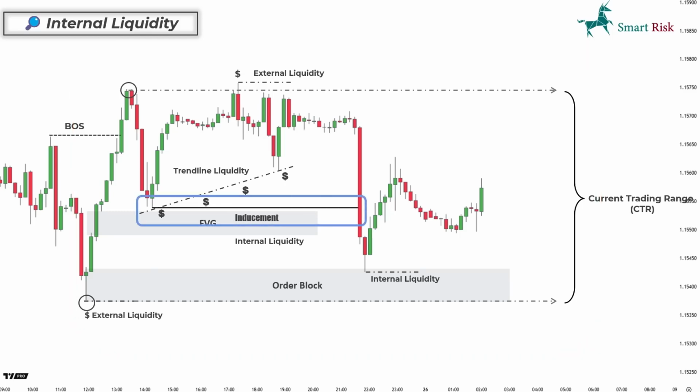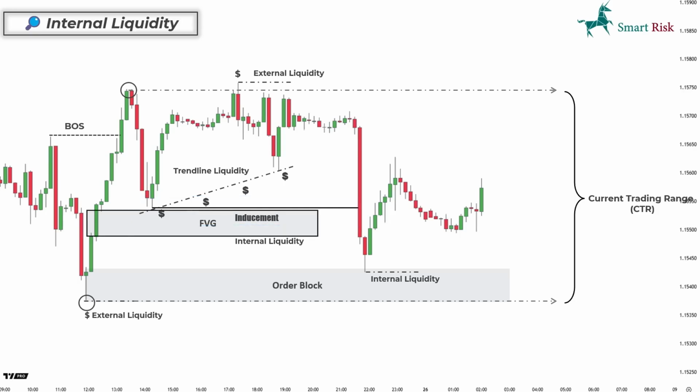Internal liquidity usually appears in the form of fair value gaps, volume imbalances, liquidity resting above or below internal swing highs and lows, trend lines inside the range, consolidations that form within the trading range. In simple terms, internal liquidity refers to all liquidity located inside the current trading range. And here's the key point. Internal liquidity is not meant to be the final target. It's meant to be used.